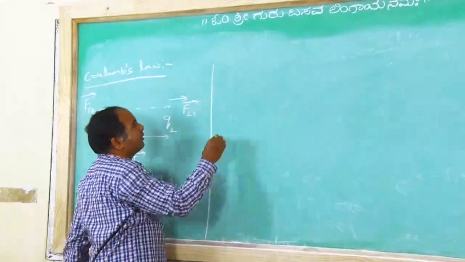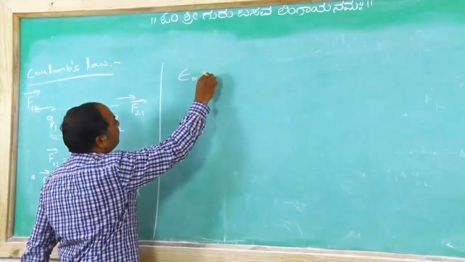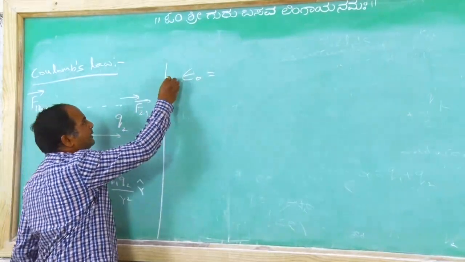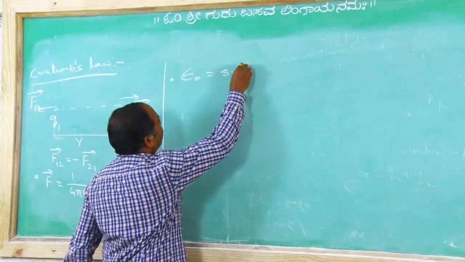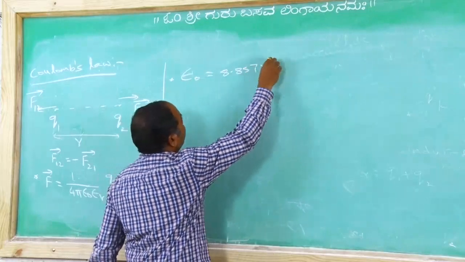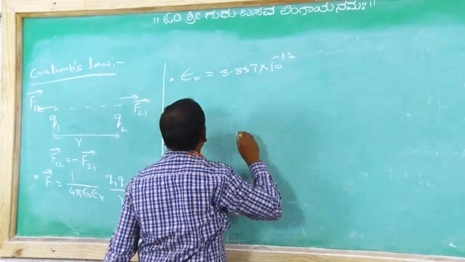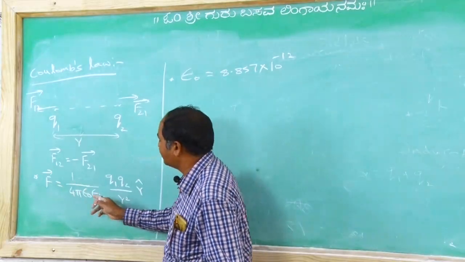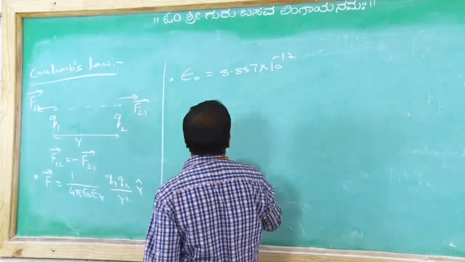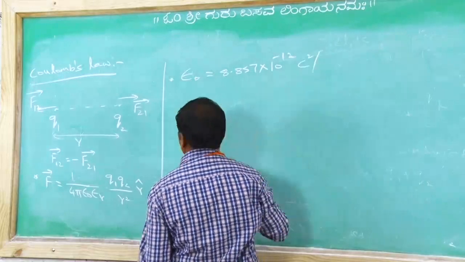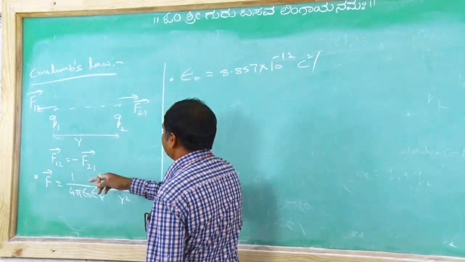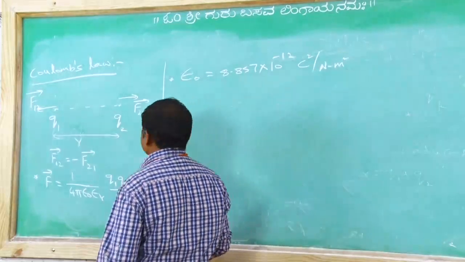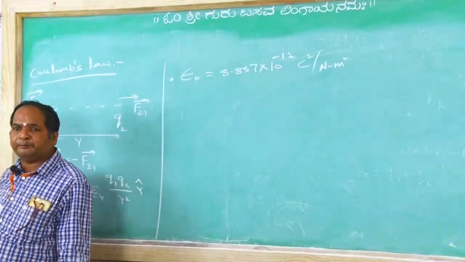Here the value of epsilon naught is always constant. The permittivity of free space is given by 8.857 into 10 power minus 12 SI units. If epsilon naught goes to the other side, F comes down. Q1 Q2 has unit Coulomb square, r square means meter square, and F means Newton, so the unit is Coulomb square per Newton meter square. This is the epsilon naught value.